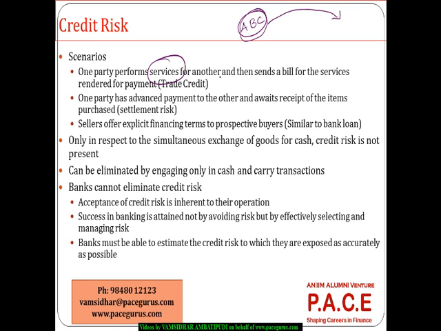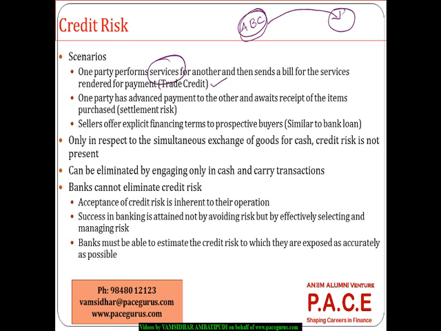Now this is a scenario where one party has performed the activity, but has not yet received the payment for the services. That's a typical scenario where credit risk can be present, because if this party defaults in making the payment, then that's a question of credit risk. This is a usual business scenario. One party performs the services and sends the bill, and the other party has to respond with the payment. So there is a time gap there, and that kind of credit is what we call trade credit, a regular trade kind of activity.